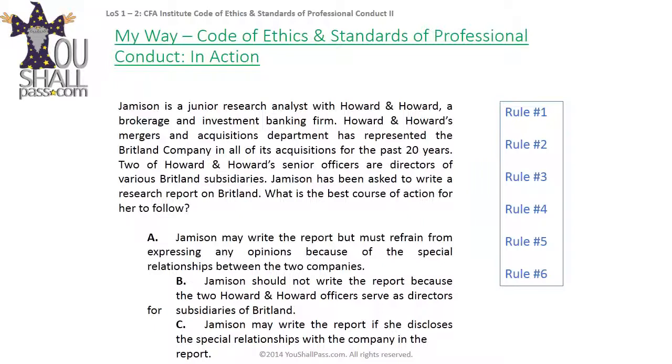Well, this one appears to be fairly straightforward. Rule number 1 says that in cases of conflict of interest, disclosure is mandatory. The only option here which requires Jamison to disclose the special relationship of Harvard and Harvard with Britland is option C. Therefore, option C is the correct choice here.